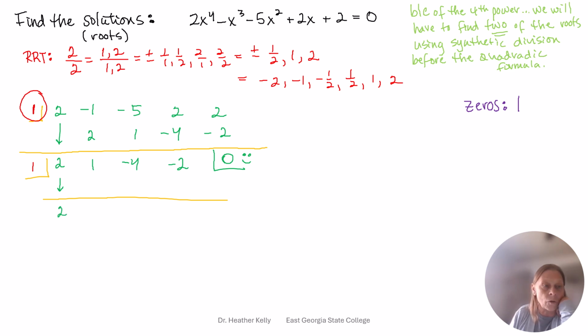So 1 times 2 is 2, 1 plus 2 is 3, 1 times 3 is 3, -4 plus 3 is -1, 1 times -1 is -1, and this is not 0. Okay, so we know we can mark the 1 off the list because it's not going to work. And 1 has already worked for us. Okay, so we tried it, it didn't work. I'm just going to erase this.